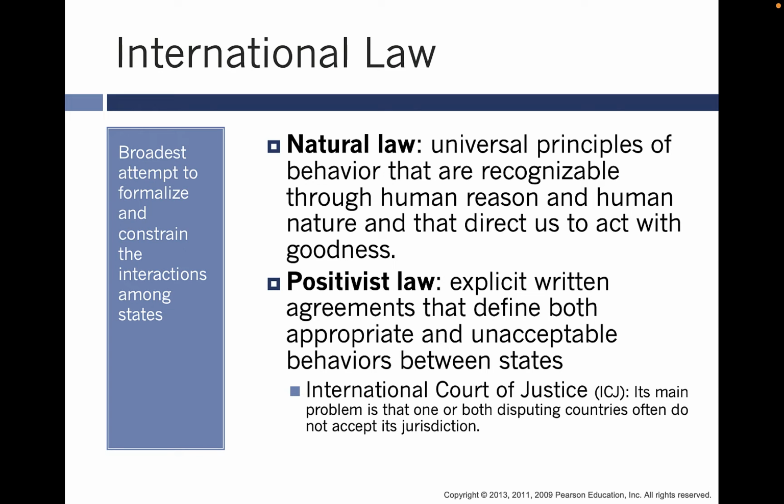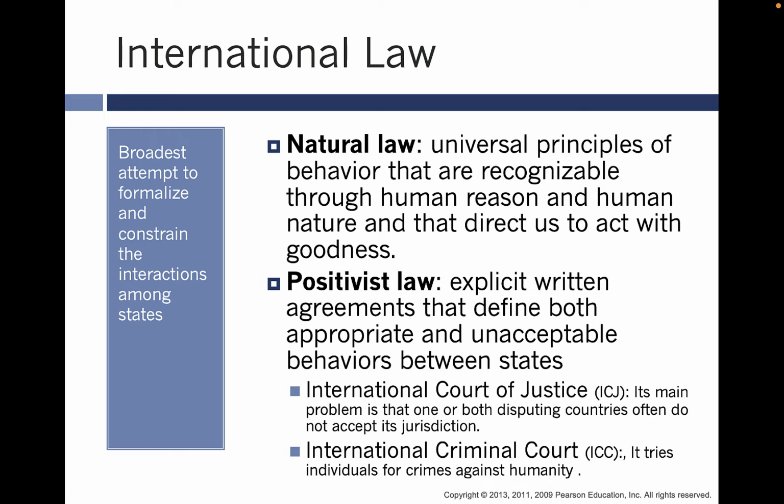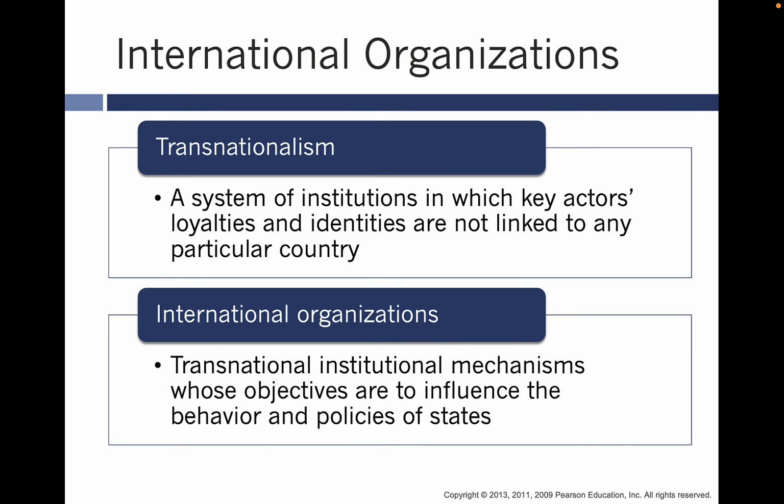So, we have different types of law systems in the world. Natural laws are the universal principles of behavior that are recognized through human reason and human nature, and that direct us to act with goodness. And there's positivist law, which is explicitly written and defines both appropriate and acceptable behaviors between states, right? And we have the International Criminal Court, which is set up by the UN.